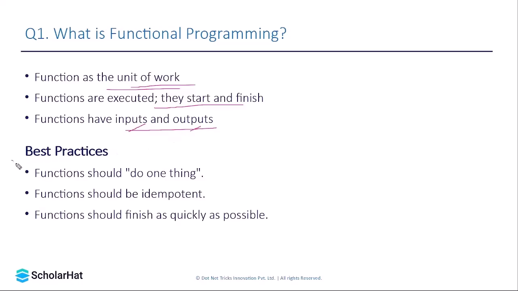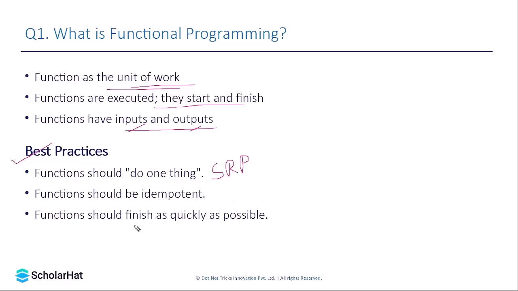Now let's discuss the best practices for functional programming. A function should do one thing, which means it should follow the single responsibility principle. A function should do only one thing. We cannot collate multiple implementations into a single function. And if a business requirement needs multiple functions, then you have to create multiple small functions.